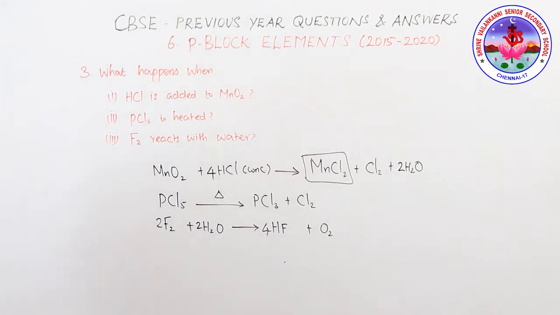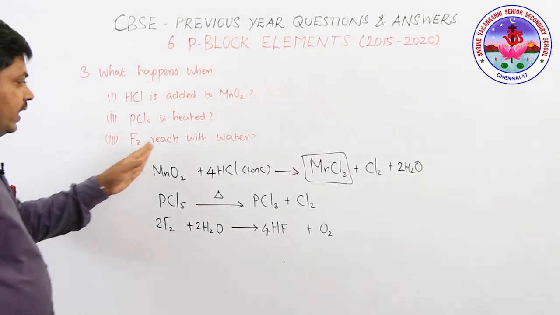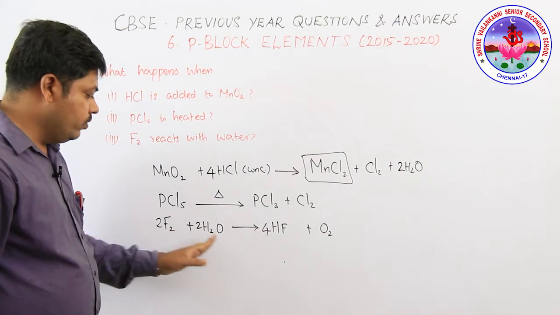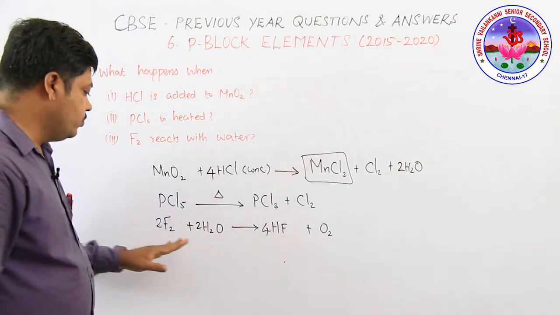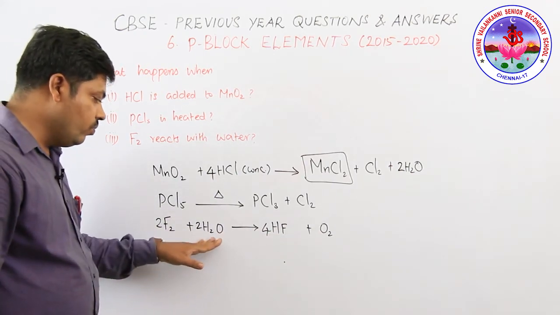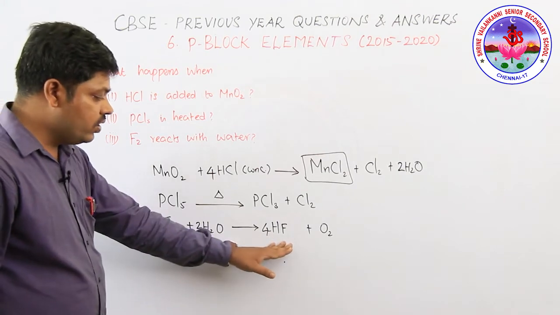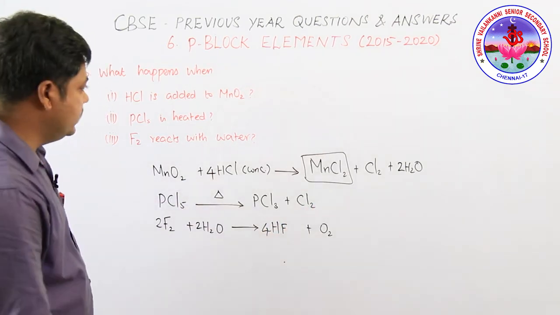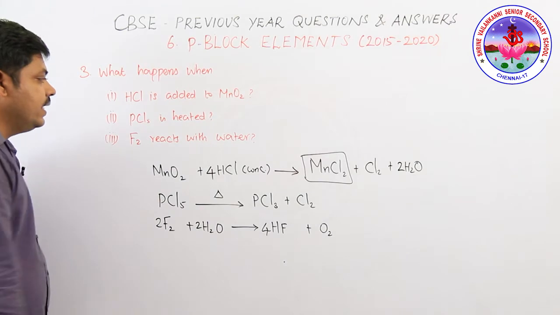Now the equation is balanced. So fluorine reacts with water means it produces hydrogen fluoride. So 2 moles of fluorine react with 2 moles of water to produce 4 moles of hydrogen fluoride and oxygen. So this is the reasoning type questions.